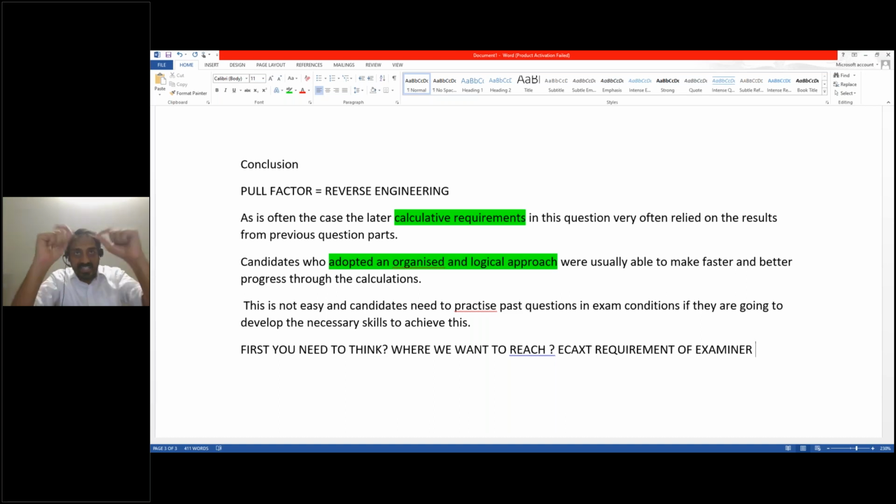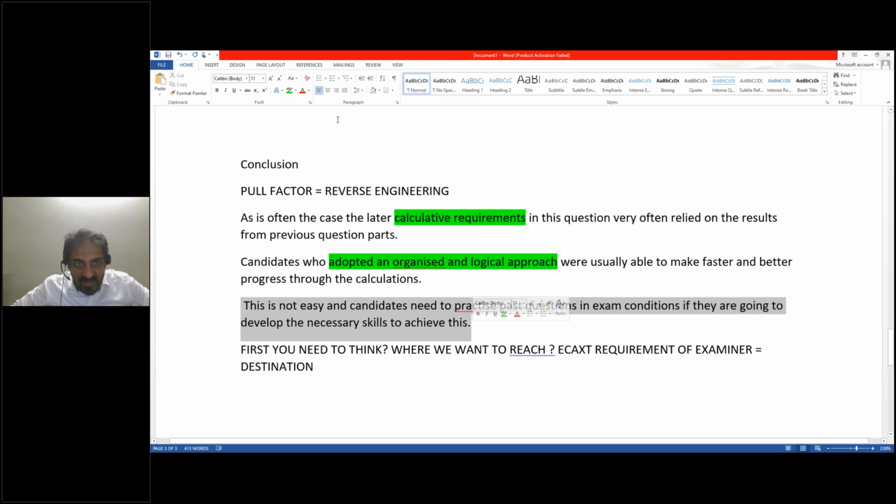First, write it down on Excel, on Word, or on a rough sheet: what is the exact requirement? That is your destination. First of all, identify the destination. Then make a reverse working. Drag your answer accordingly. That is the key point. I will attempt that question in this manner with all these rules. So, reverse engineering.